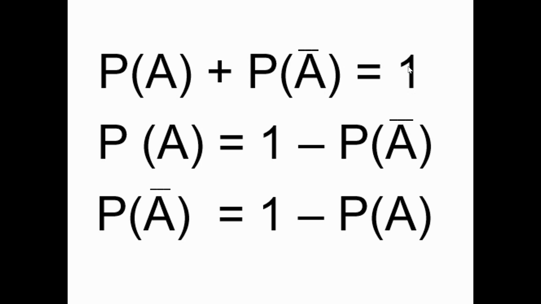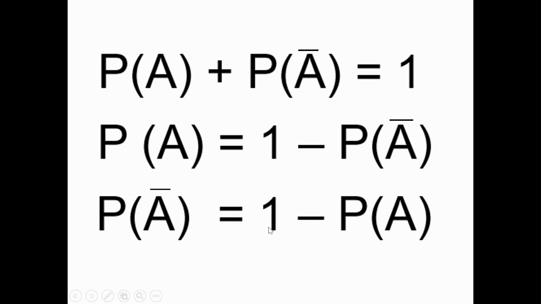plus the probability of the complement of A equals 1. Something's going to happen. Either it rains tonight or it doesn't rain tonight. Either I get an A in the class or I don't get an A in the class. Probability of something happening plus the probability of the complement of that thing happening is equal to 1. It's a sure thing. Something's going to happen, one or the other.